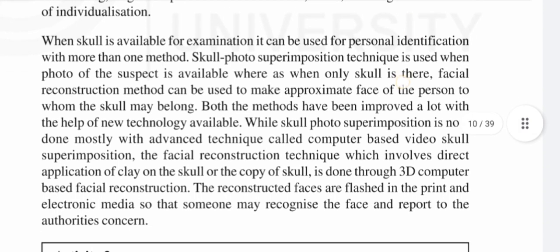When a skull is available for examination, it can be used for personal identification with more than one method. Skull photo superimposition technique is used when a photo of the suspect is available, whereas when only the skull is available, facial reconstruction method can be used to make an approximate face of the person to whom the skull may belong. Both the methods have been improved a lot with the help of new technology available.